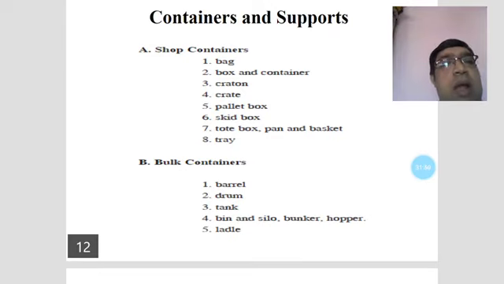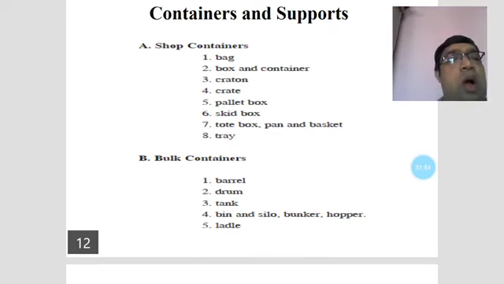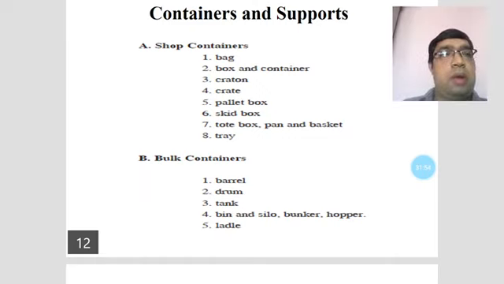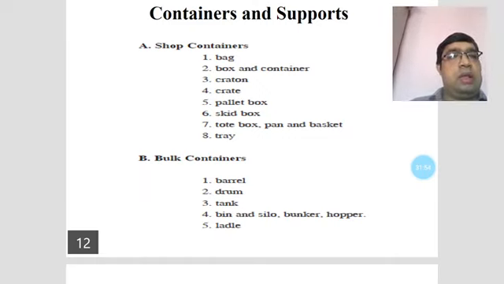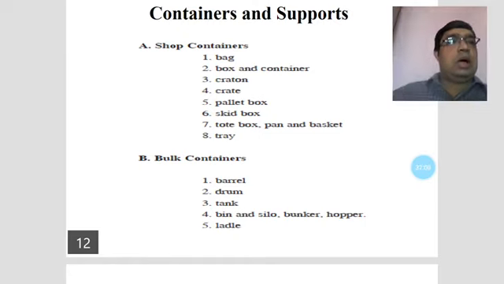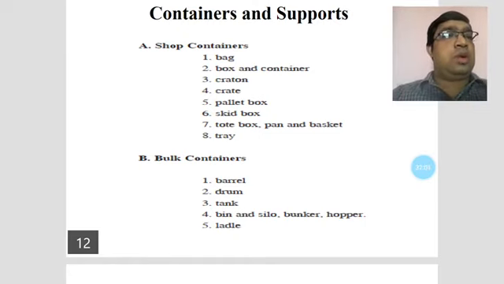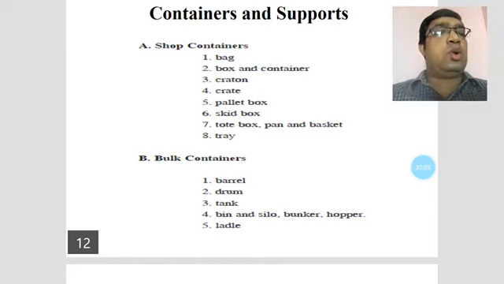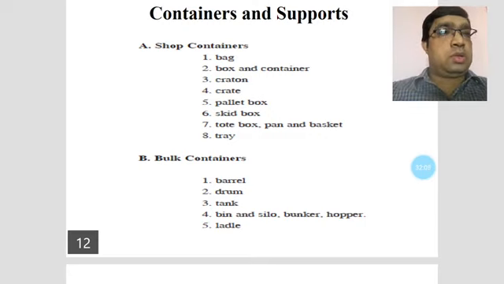And the barrel will be used to transfer a type of oil from one place to another place. The drum is also included for liquid transfer. And the tank is used when you have to transfer a large quantity from one place to another.